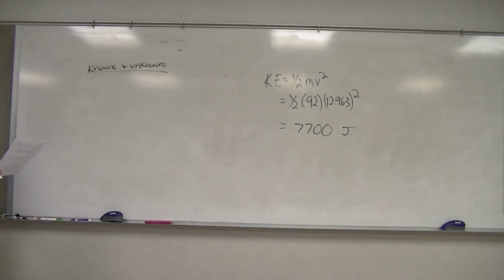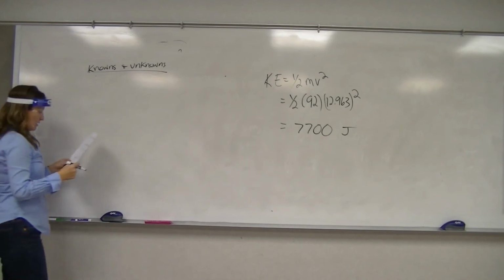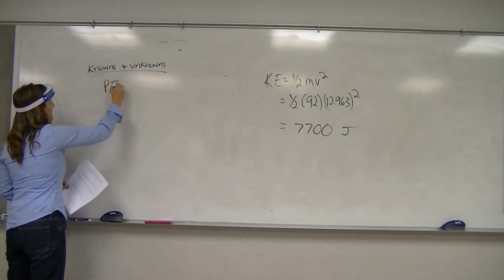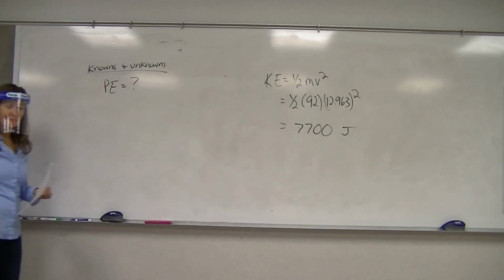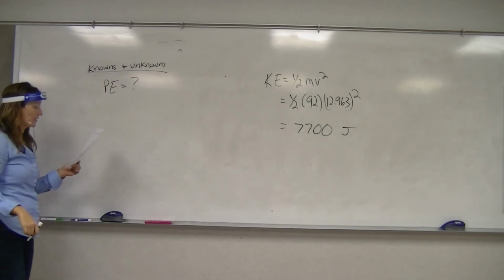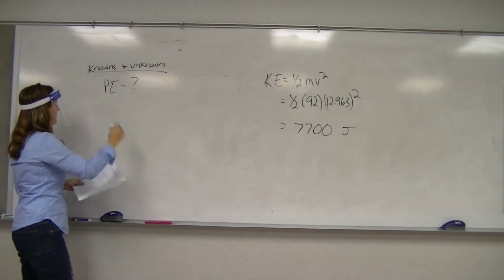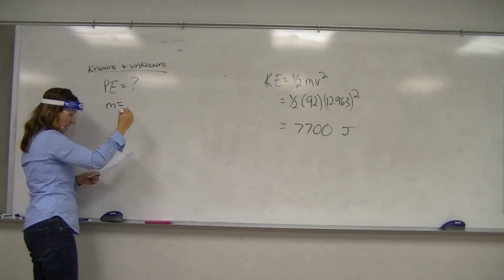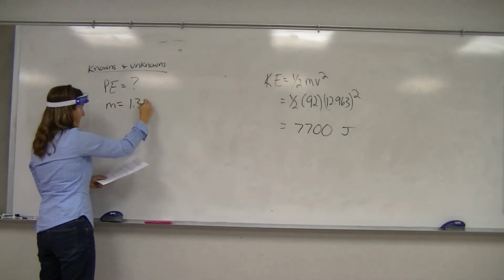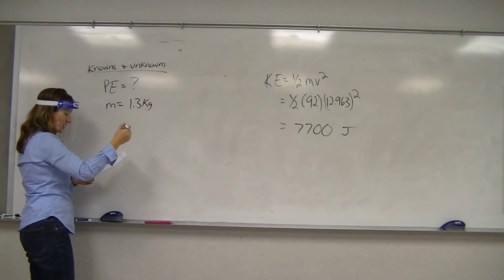All right. So number 11 is asking for potential energy. So what is the potential energy, PE? We only have one equation for that, so you know which one you're going to use. Makes it a little easier. They give us the mass of a clothes iron, and they're asking, what's its potential energy when it's sitting up on an ironing board?